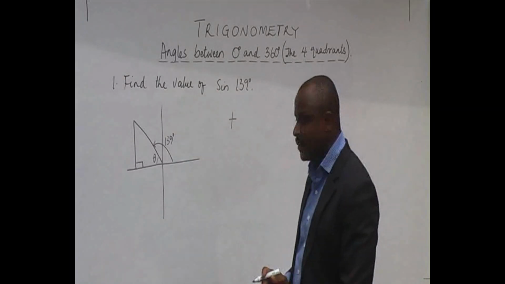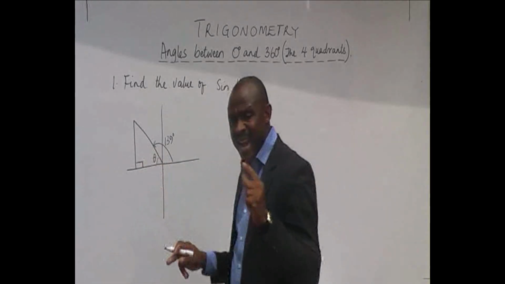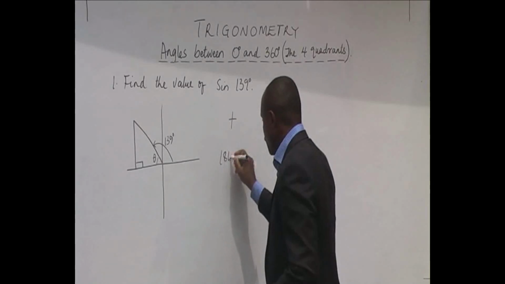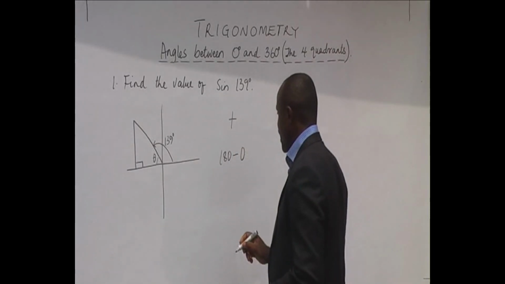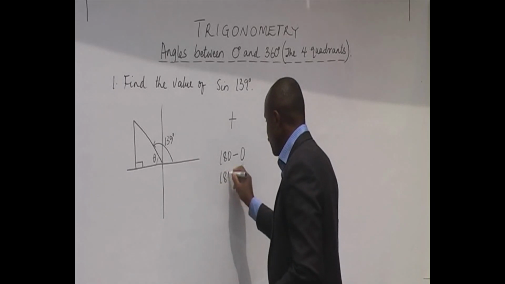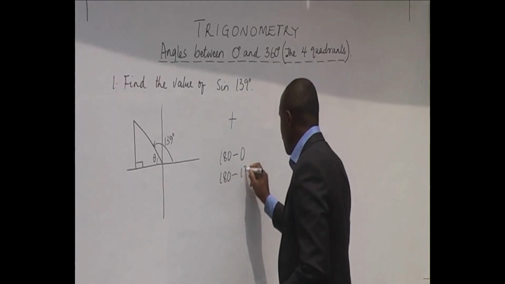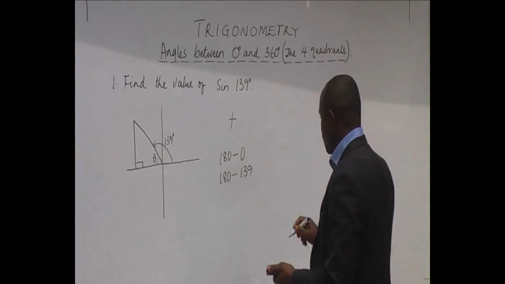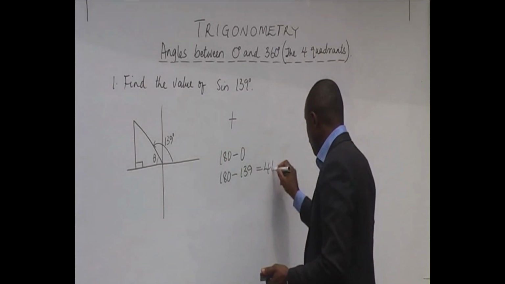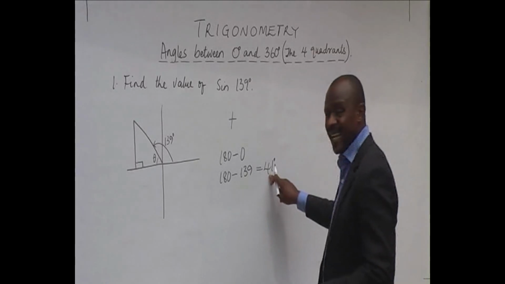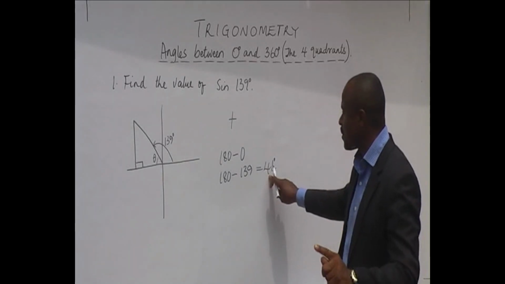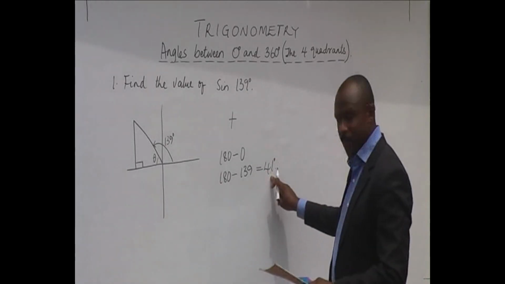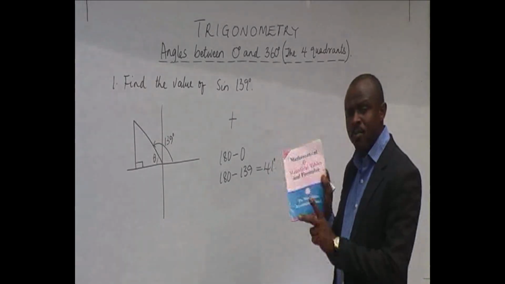Now come to the angle. The law applicable on the second quadrant is 180 minus theta, which is the same thing as 180 minus the angle that is given to us, 139. So use the calculator and find that value. It's 41. So this 41 degrees is the equivalent acute angle to 139 degrees. It is this acute angle that you find the value of from your four-figure table.